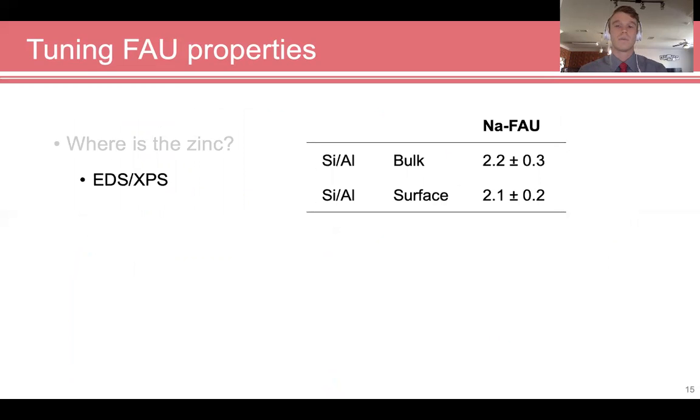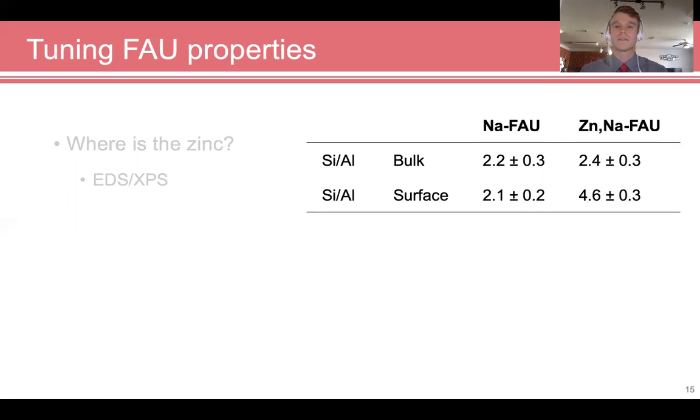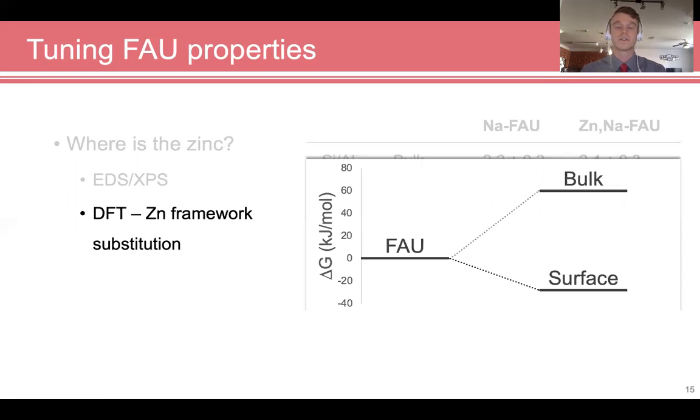So to figure out how this affects our zeolites, we had to first know where the zinc is even located. From EDS studies, we know that without zinc, we have a homogeneous phagosite crystal. However, when we add zinc, we see that the surface becomes aluminum poor and instead rich in zinc. And our collaborators did DFT studies to show that the zinc will more preferentially substitute into the framework of phagosite at the surface as opposed to the bulk.